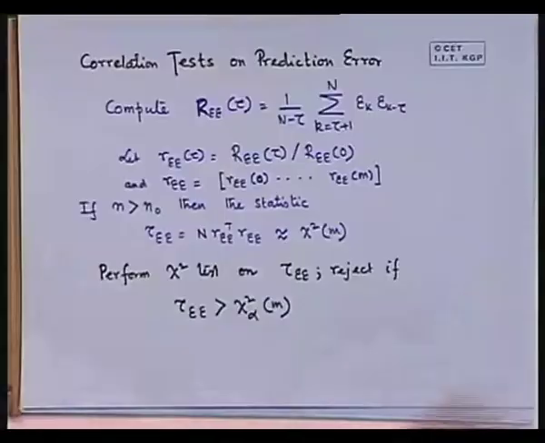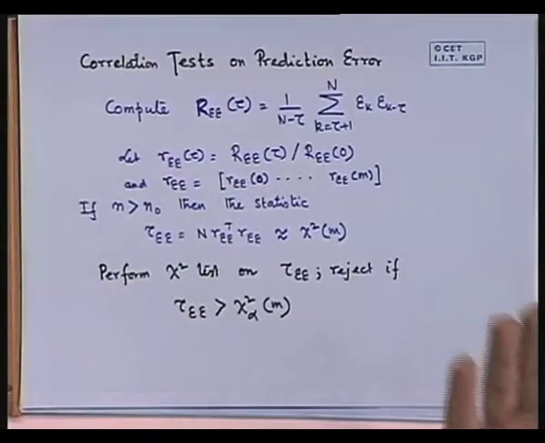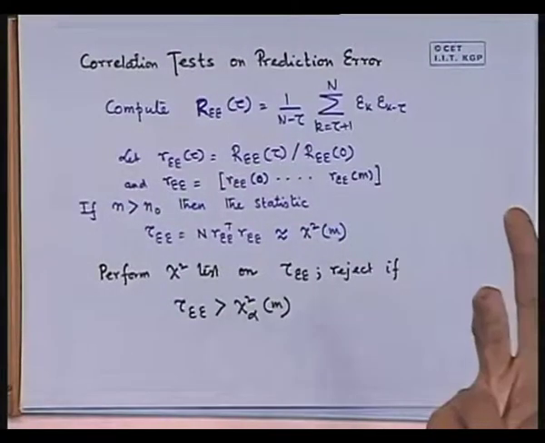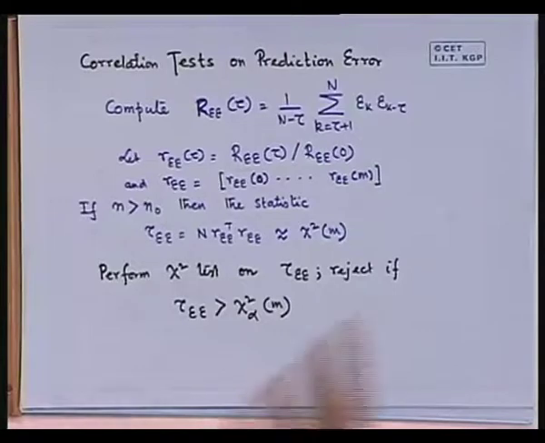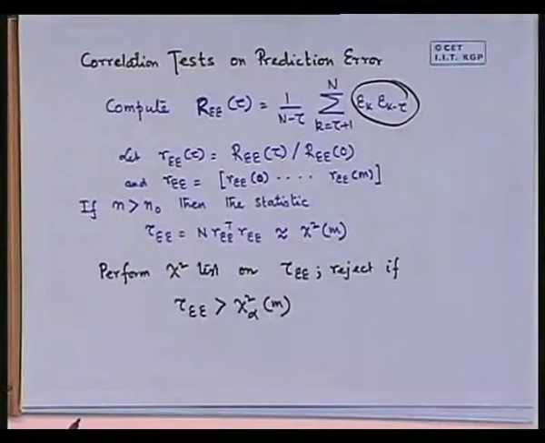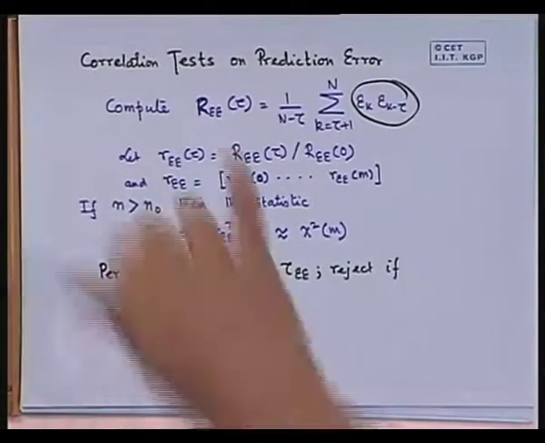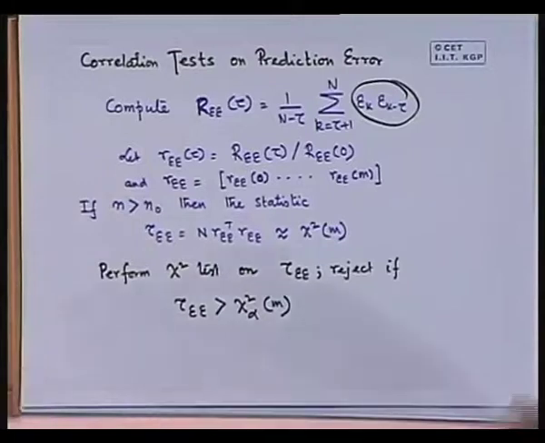Next is correlation tests on prediction error. Why? Because we know that prediction errors are supposed to be white. If you have taken out all information related to input, and assuming that noise processes are generally of white nature and not correlated with the input, then if you have been able to explain the whole input, the error will also be uncorrelated with itself, if the original noise is uncorrelated with itself, which was the assumption.